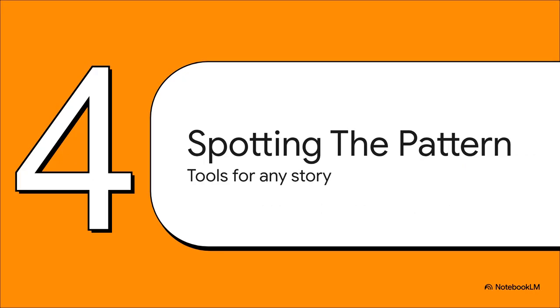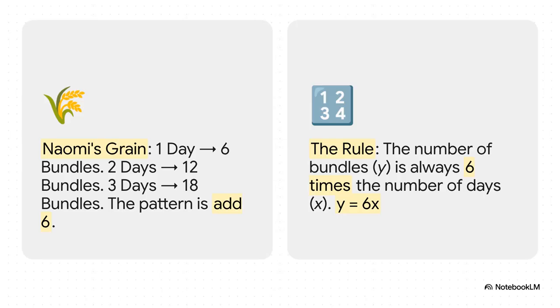So we've cracked David's story, but here's the really cool part. This toolkit, it works on any story that has a consistent pattern. Let me prove it to you with a couple of quick examples. Check this out. Here's Naomi, and she collects 6 bundles of grain each day. We can make a quick table. Day 1, 6 bundles. Day 2, 12 bundles. The pattern's right there. The number of bundles, Y, is always 6 times the number of days, X. So what's the equation? Y equals 6X. See? Same process, different story.